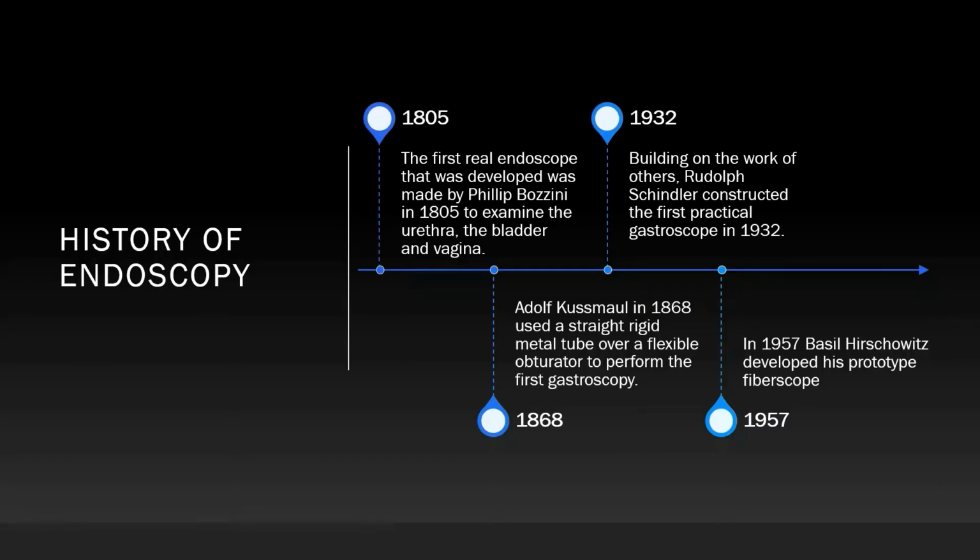Adolf Kussmaul, in 1868, used a straight rigid metal tube over a flexible obturator to perform the first gastroscopy. Rudolf Schindler constructed the first practical gastroscope in 1932. Basil Hirschowitz and Larry Curtiss invented the first fiber optic endoscope in 1957.